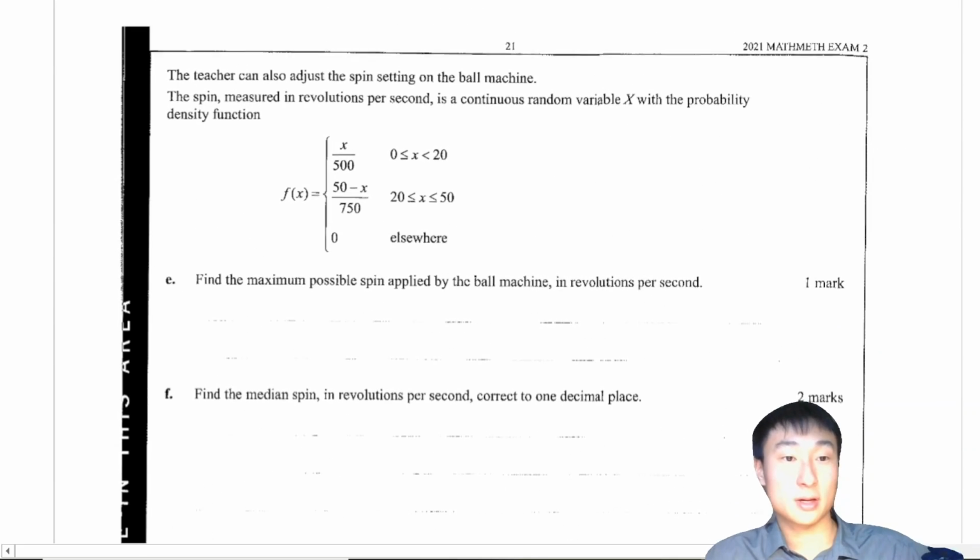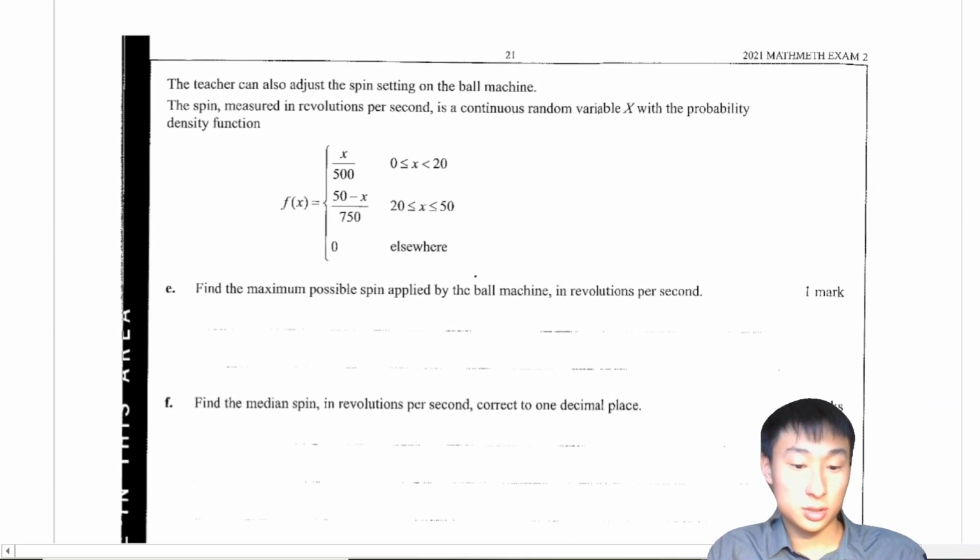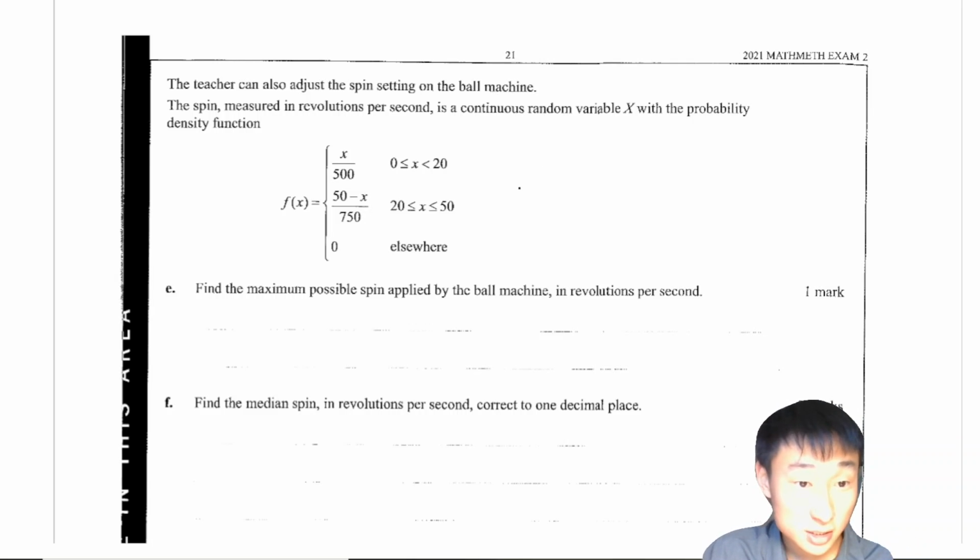The teacher can also adjust the spin setting of the Bohr machine. The spin measured in revolutions per second is a continuous random variable x with a probability density function. Find the maximum possible spin applied by the Bohr machine in revolutions per second. Okay, so the highest value out of these.